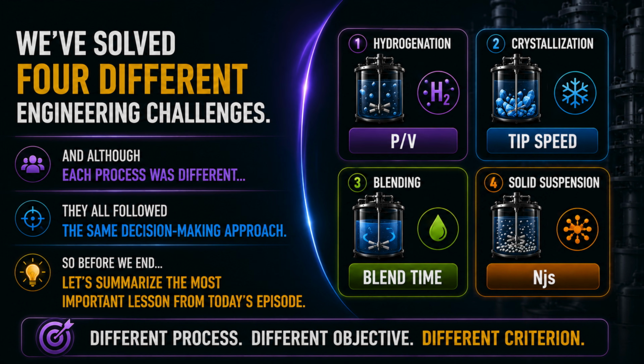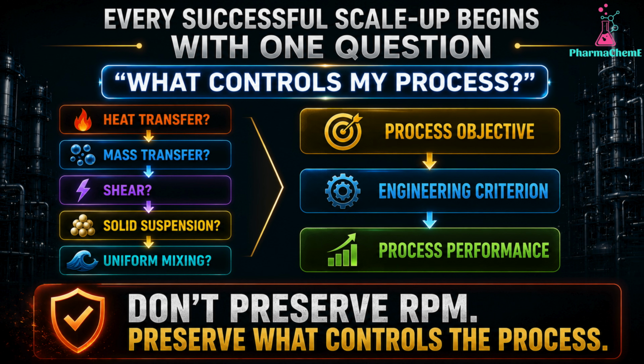We've solved 4 different engineering challenges. And although each process was different, they all followed the same decision-making approach. So before we end, let's summarize the most important lesson from today's episode. Throughout this episode, we've discussed several engineering tools: tip speed, power per unit volume, blend time, Reynolds number, and NJS.